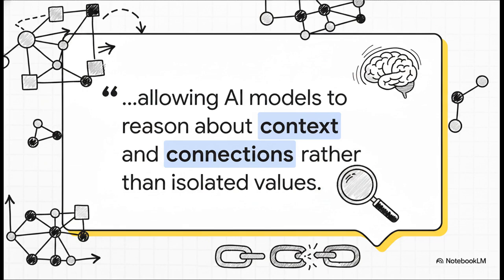There's this fantastic quote from our source material that perfectly sums this up. Graphs bridge the gap between structured and unstructured data, allowing AI models to reason about context and connections rather than isolated values. That is the magic right there. Graphs teach computers context. They don't just see a random data point, they see exactly how that piece of data fits into the grand interconnected universe of information.